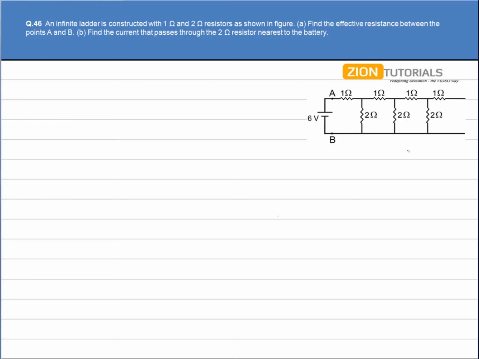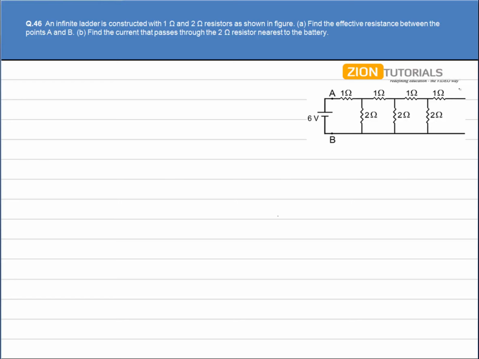An infinite ladder is constructed with 1 ohm and 2 ohm resistors as shown in the figure. We have to calculate the effective resistance between points A and B. Now since we have repeated 1 ohm and 2 ohm resistors and there is an infinite ladder, it hardly matters if we neglect any single 1 ohm or 2 ohm resistor.